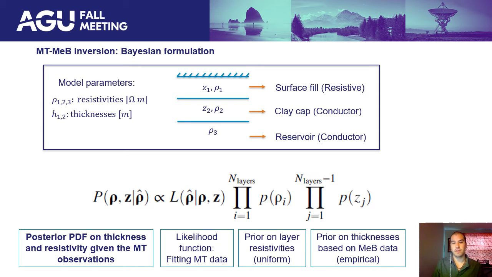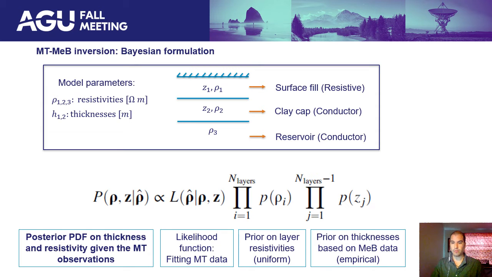And we quantify this posterior using a likelihood function, which is the place that would fit the MT data or the MT observations at the surface. And we constrain that likelihood using prior distributions on the layer resistivity. In this case, we just use uniform priors that set a range for the plausible resistivities for the particular layer, and we also impose a prior on the thicknesses of the first and the second layer based on the methylene blue data.